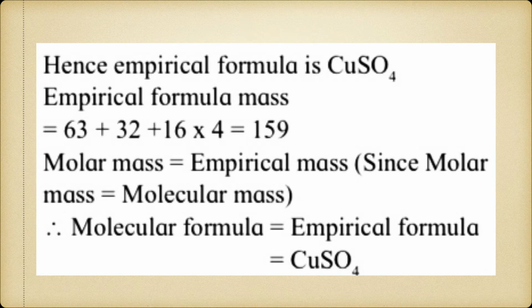Now after finding the empirical formula, what is the next step? To find the molecular formula. In that, there are 3 steps. First is to determine the empirical formula mass. So we have written empirical formula mass equal to CuSO4. We are going to add all the atomic masses of Cu, S and oxygen. So it is 63 plus 32 plus 16 into 4. That comes out to be 159.